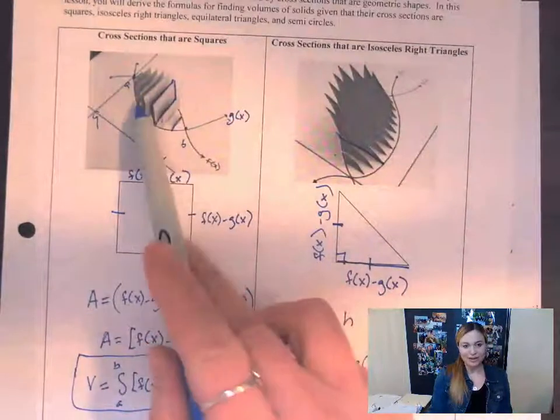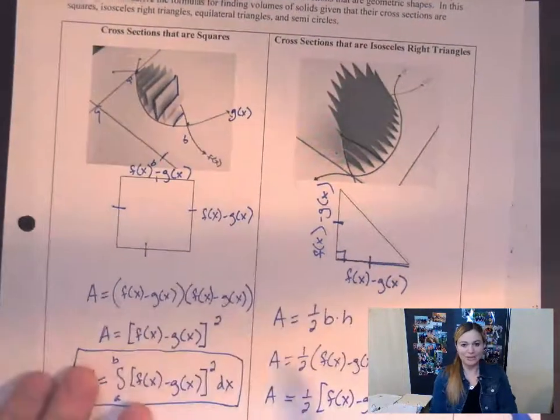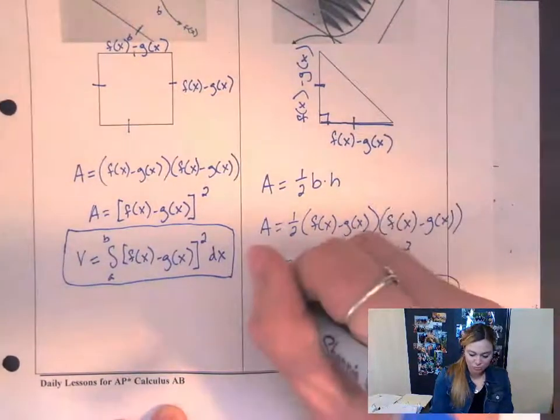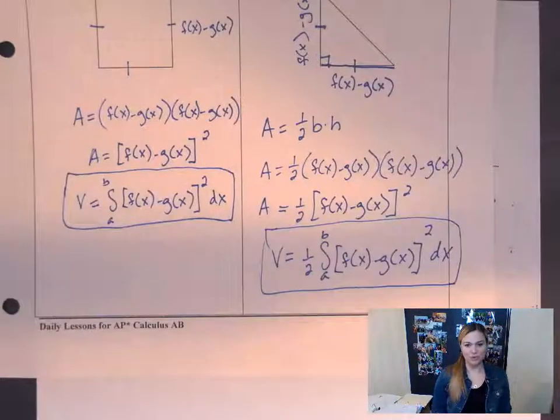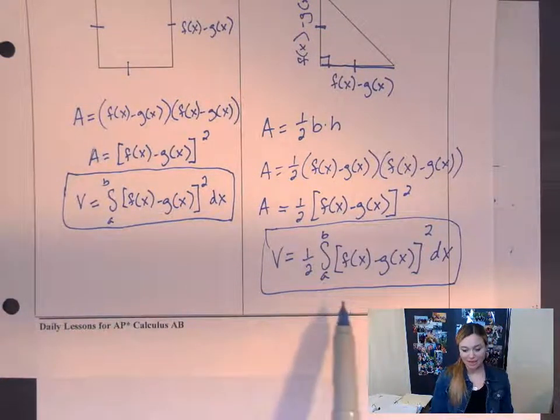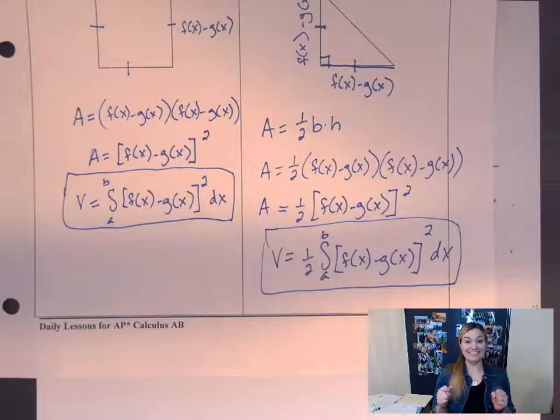And actually, if you would think about a shape like this, if you would cut it all in half, you're actually cutting the volume in half as well, not just each of these areas. So, for area of an isosceles right triangle, it's actually the same thing. It's just 1/2 f of x minus g of x squared. And then volume is going to be 1/2, the integral from a to b, f of x minus g of x squared. Let's do more.